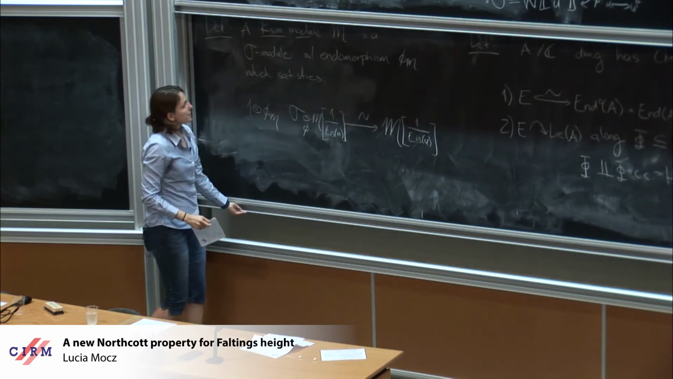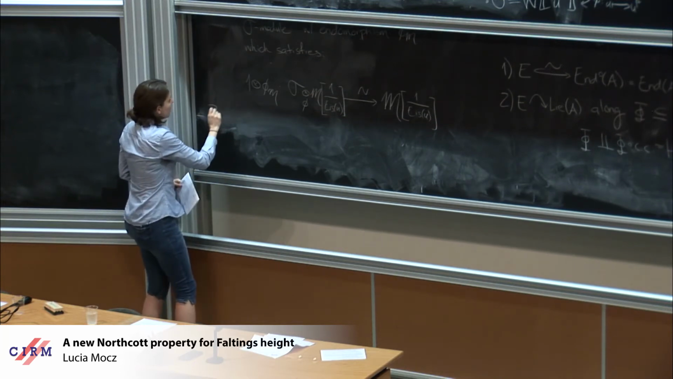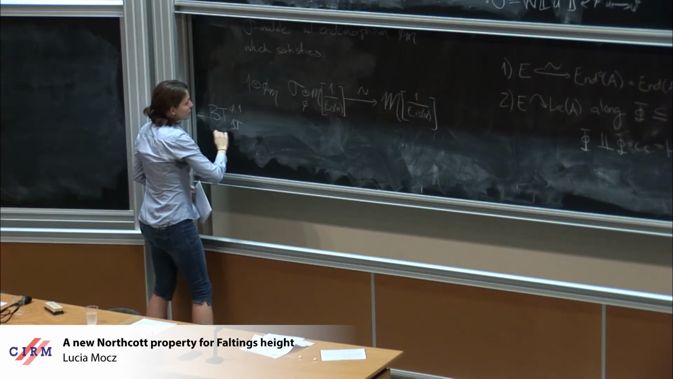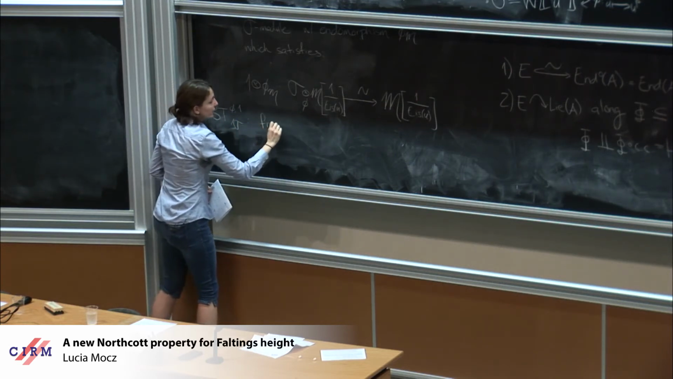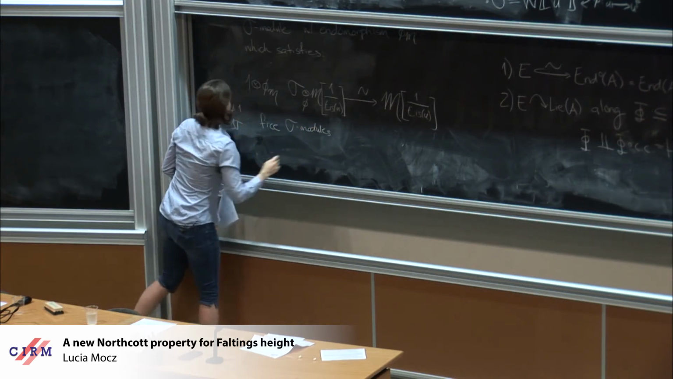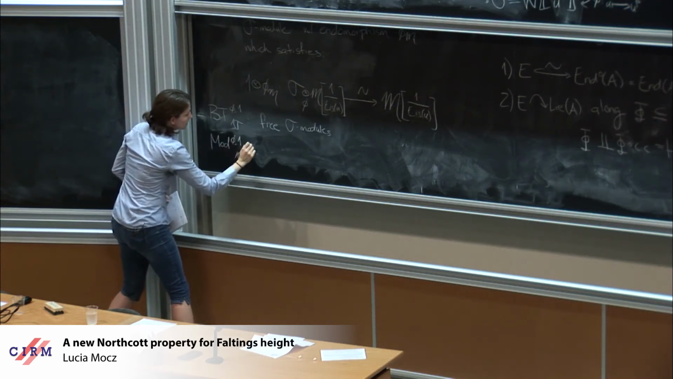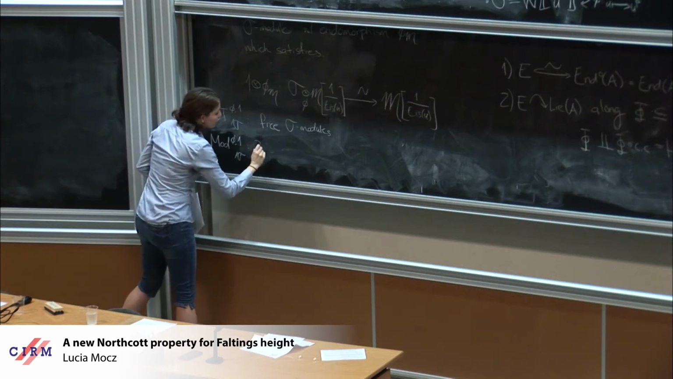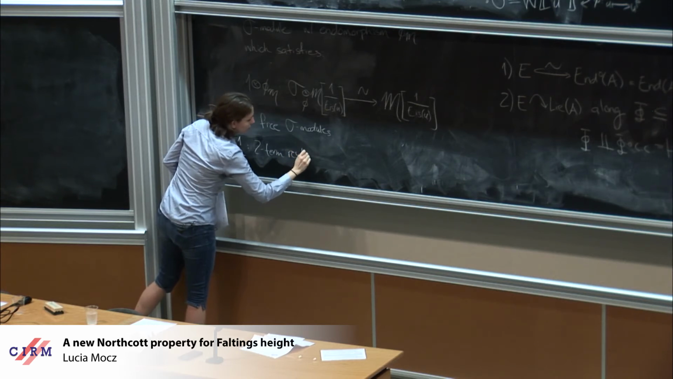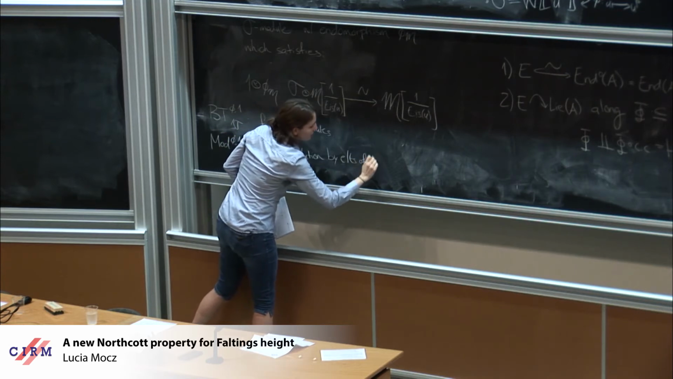There are some subcategories of Kisin modules which are very useful for us. These have some more adjectives over here. So the first is BT phi 1, which is going to be those Kisin modules which are also free as sigma modules. And there's also Mod phi 1 over sigma, which is going to be those which have a two-term resolution by elements of BT phi 1.